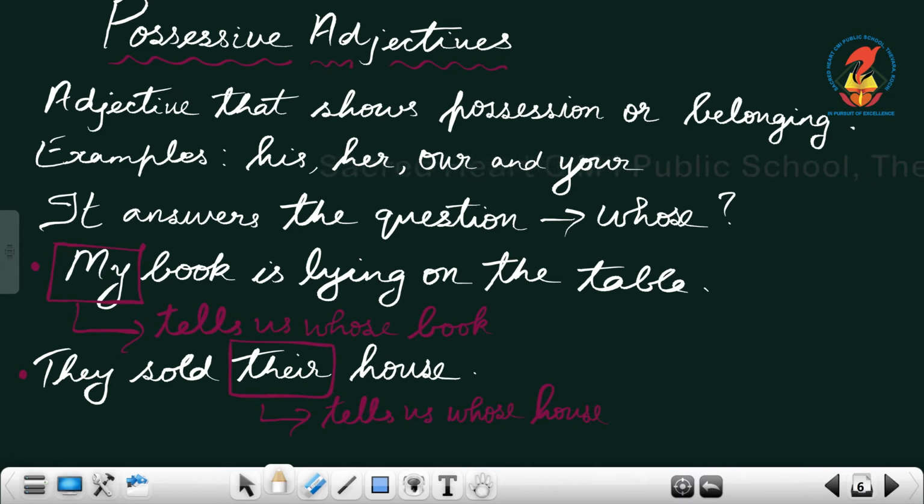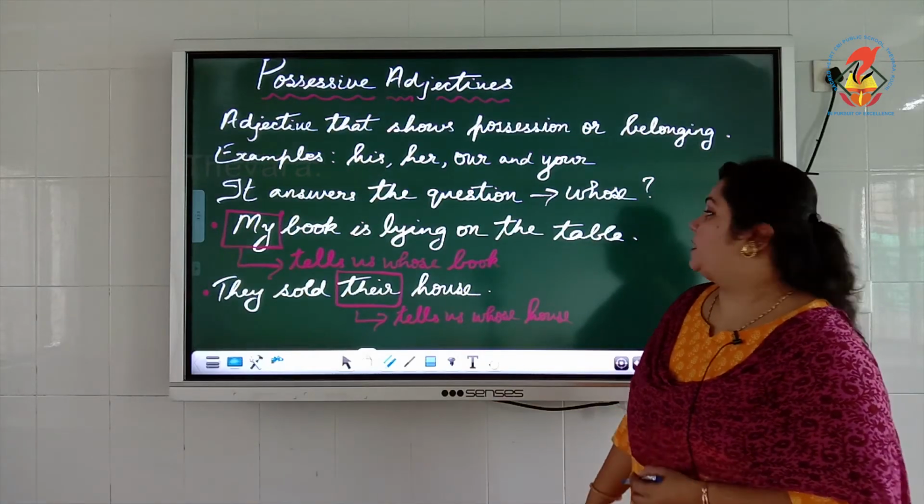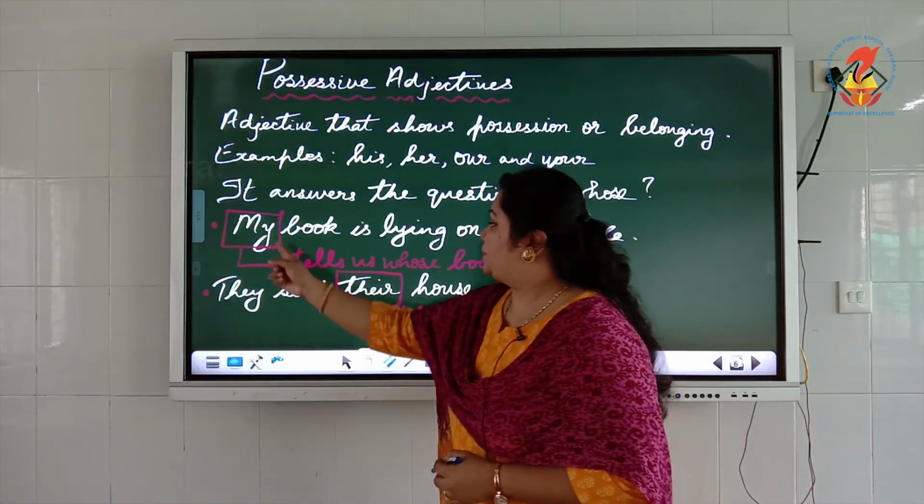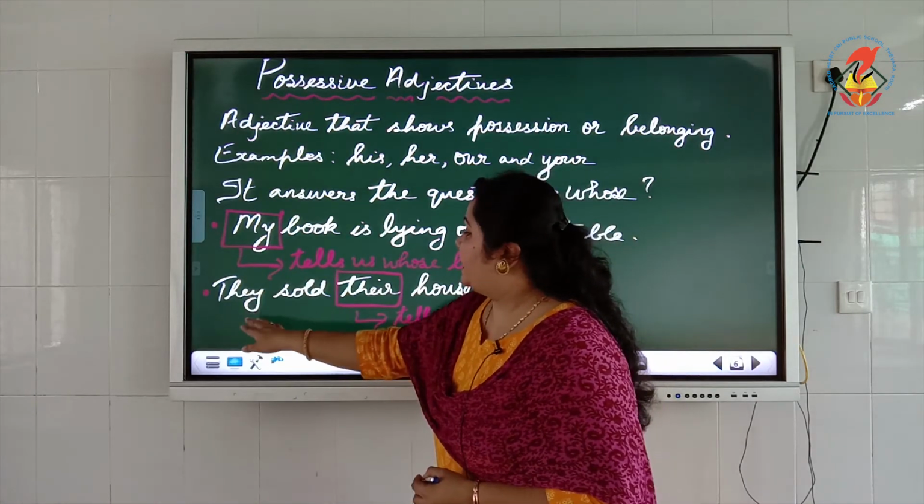Look at the sentence over here. My book is lying on the table. Right? And the possessive adjective is my over here. Why? Why is it so? Because it tells us whose book. My book is on the table. So possession.